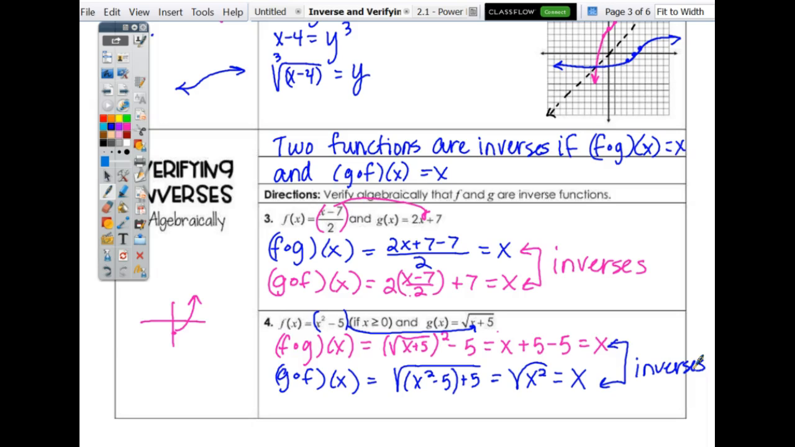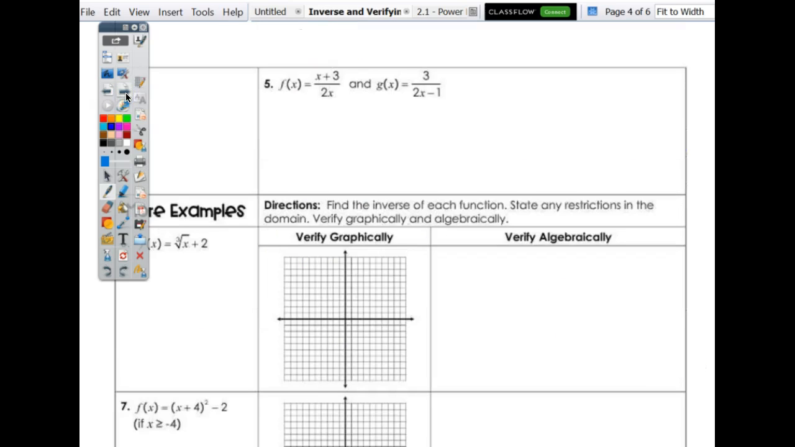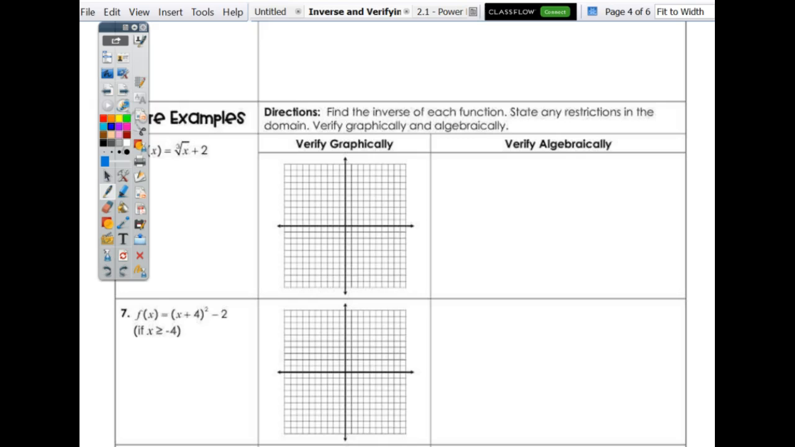Algebraically, they have to reflect across y equals x, and then graphically they reflect across y equals x, and algebraically we do the composition. Okay, I'm going to do just these two examples and we'll be done. So first of all, go ahead and graph this.